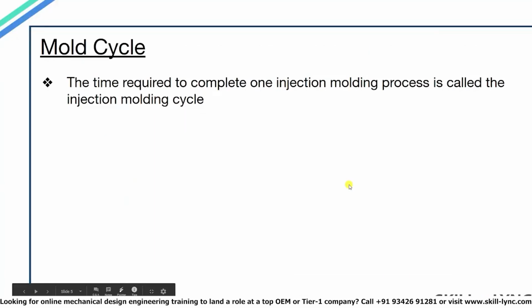Now, what is mold cycle? The time required to complete one injection molding process is called mold cycle. There is no fixed formula for calculating this mold cycle time. It depends on a number of factors that I will be explaining in this slide.